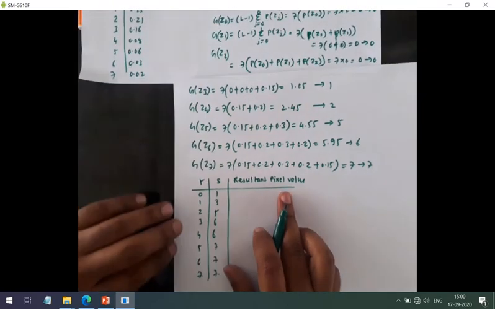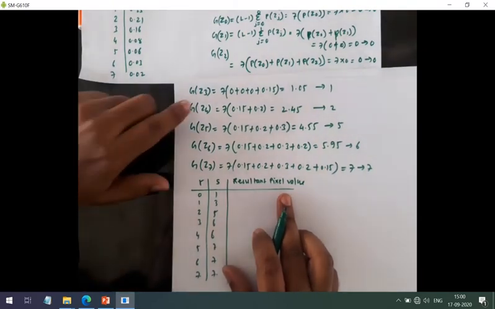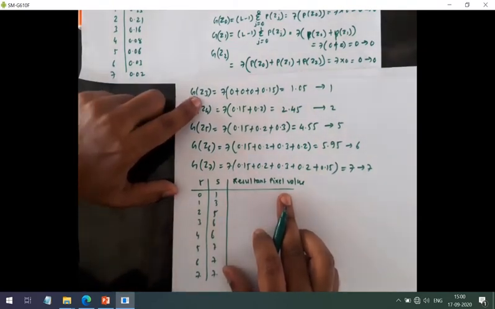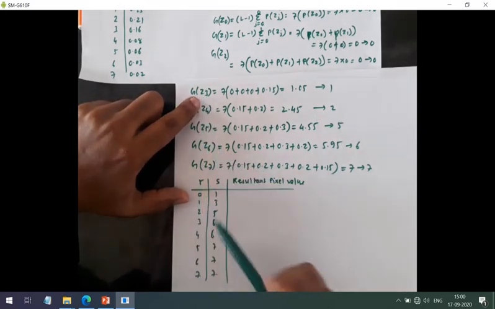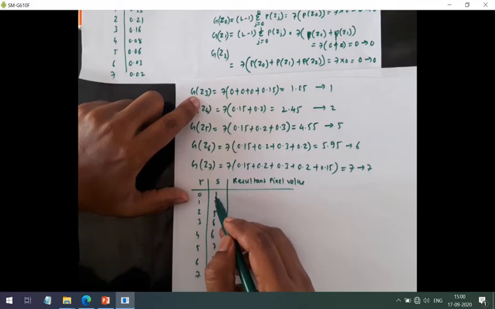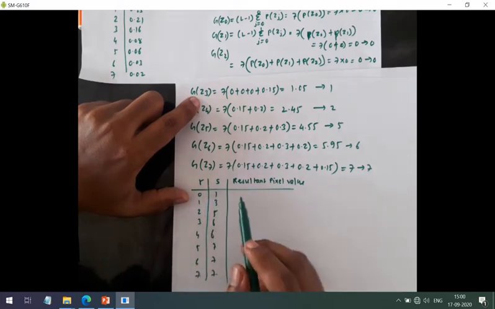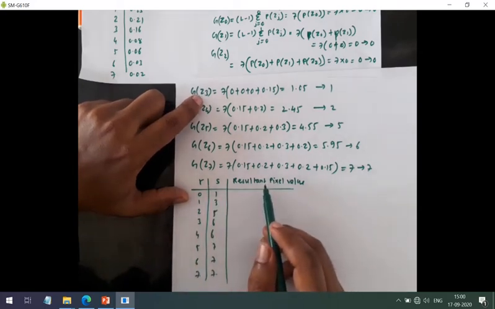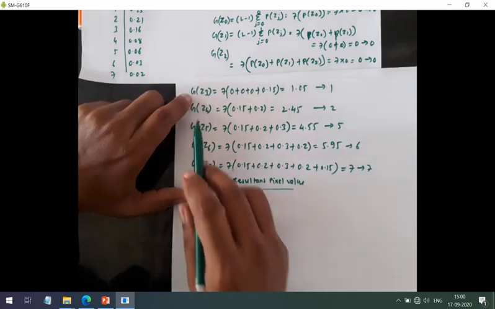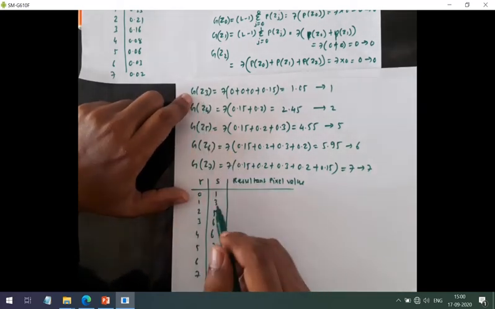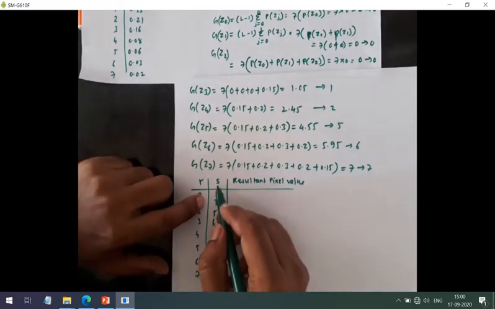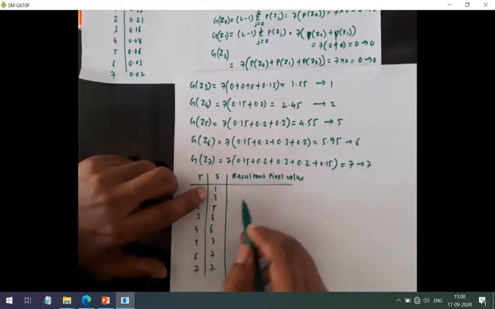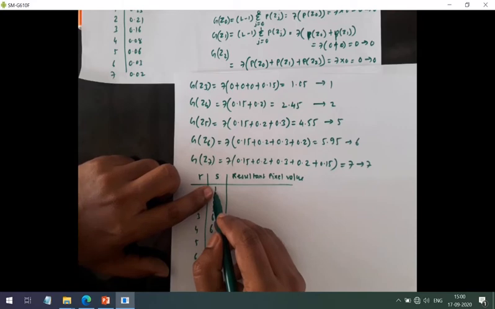For that we have to find the value of z such that this g of z is closest to this s value. I repeat, we have to find the value of z such that the value of g of z is closest to the s value, and we have to do this for every value of s. So now we will start with 1. Find the closest match to this s value.